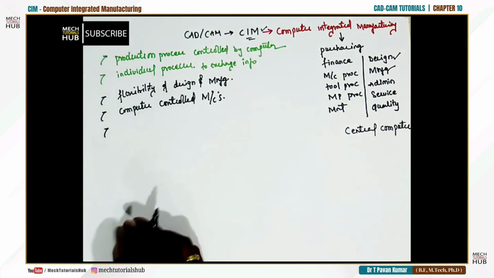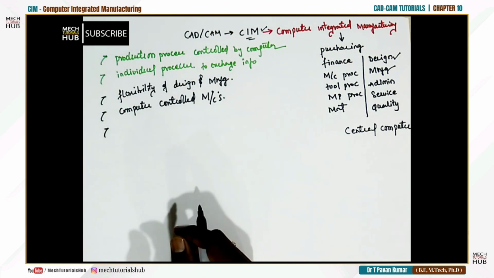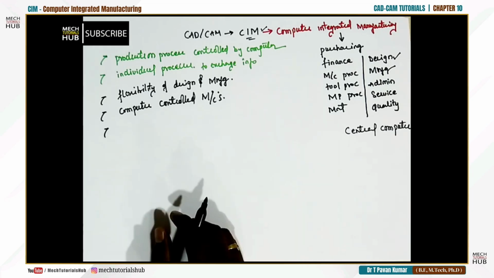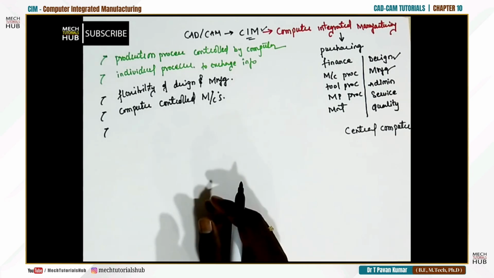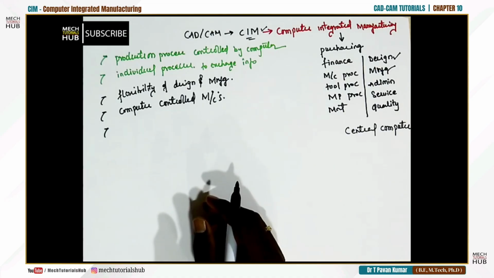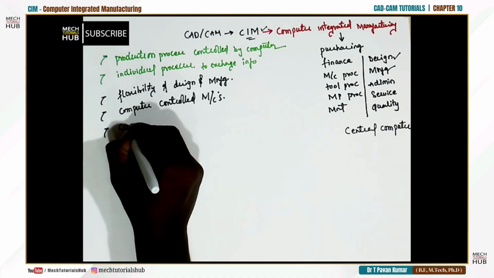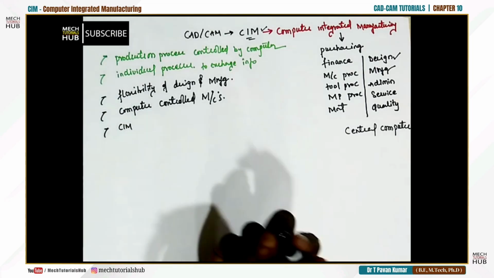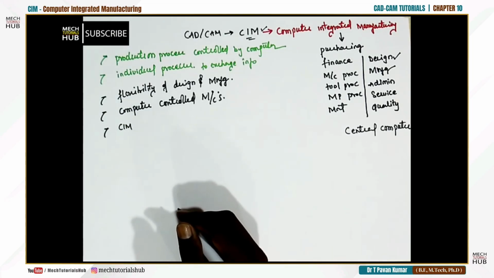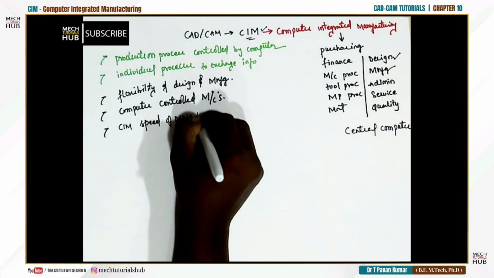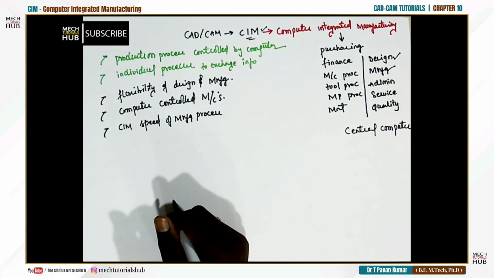Other than this, why are we implementing this particular CIM system, which is cost effective, where installation is a bit costly, and the person who is going to operate it also needs to be very skillful? So why are we implementing it? Because this particular CIM approach increases the speed of the manufacturing process.